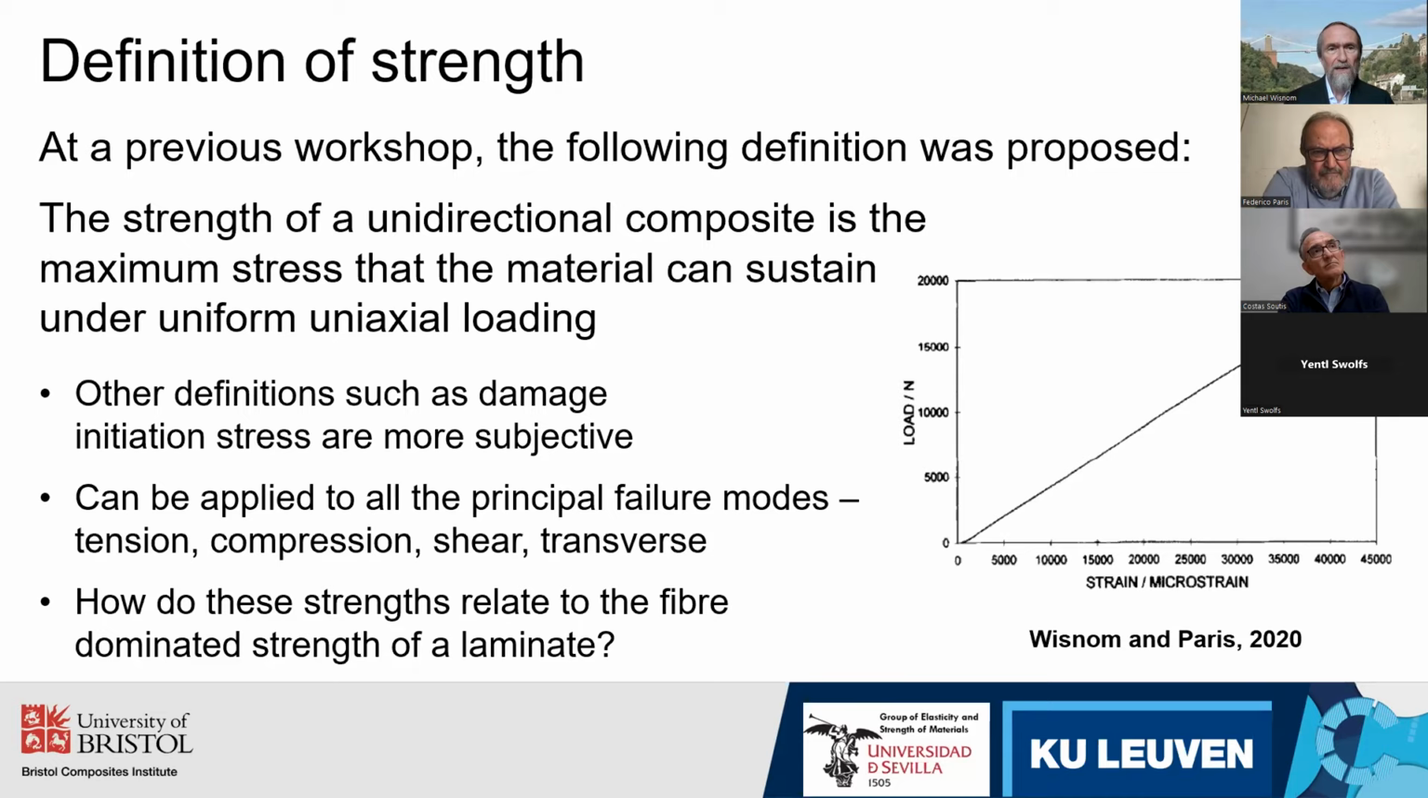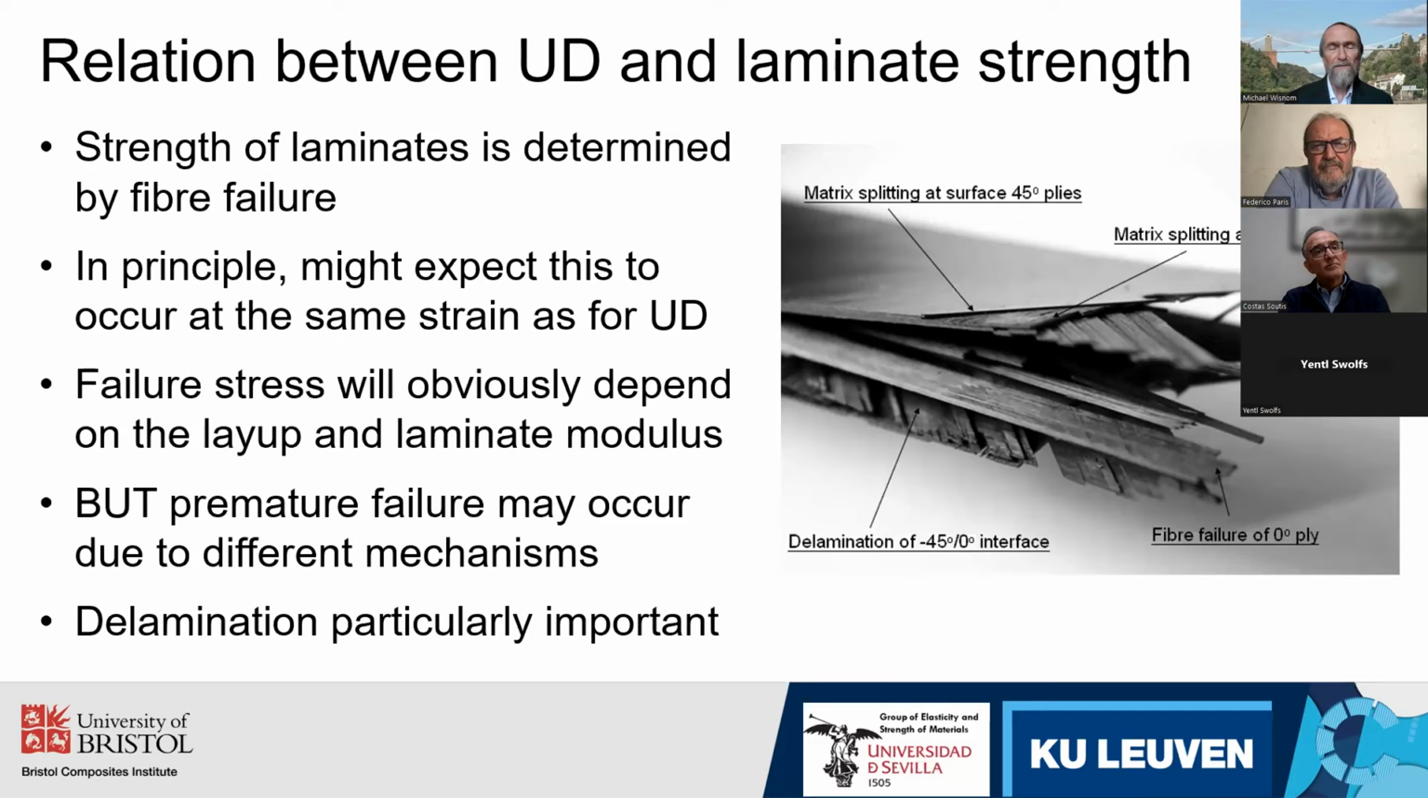So the strength of a laminate is really determined usually by fiber failure. And in principle, we might expect that this should occur at the same strain as for a unidirectional material. The actual stress will clearly depend on the layup and the laminate modulus, but this all depends on the failure not occurring prematurely due to other mechanisms. And in particular, with multidirectional laminates, delamination is always a hazard and can very often result in premature failure, which means that we don't get up to the true ultimate strength the material is in principle capable of sustaining.